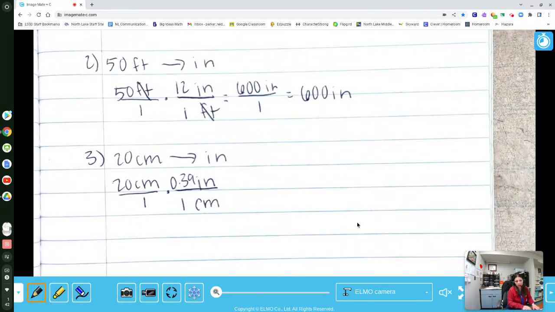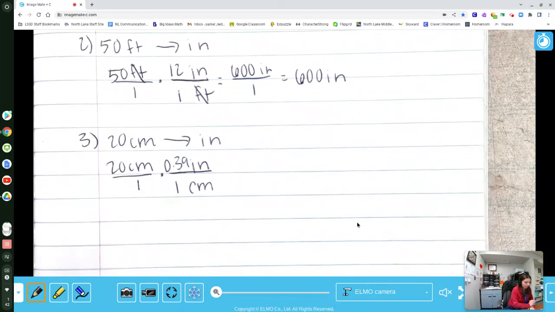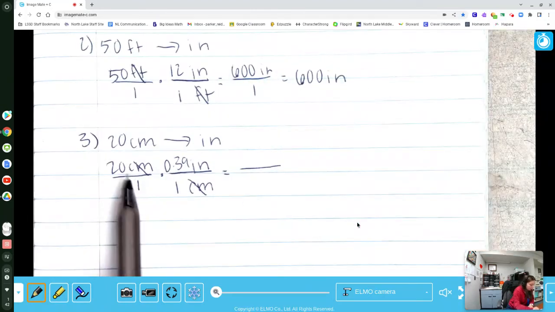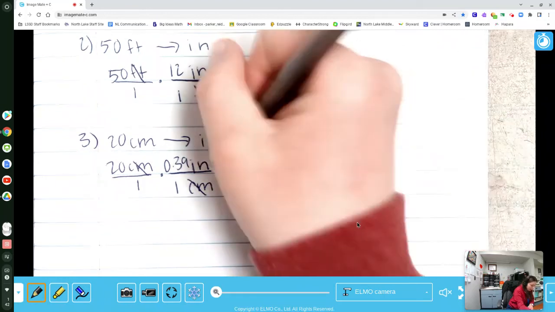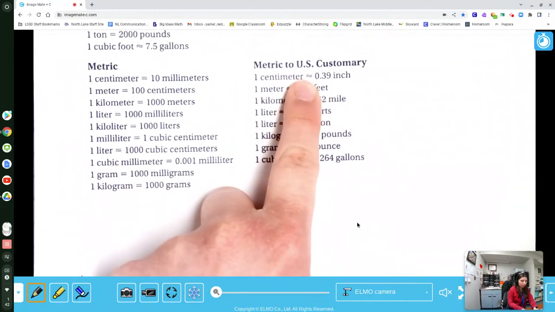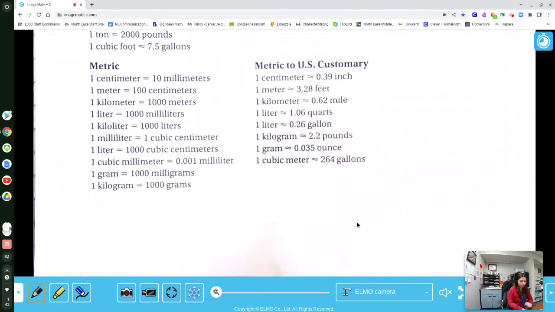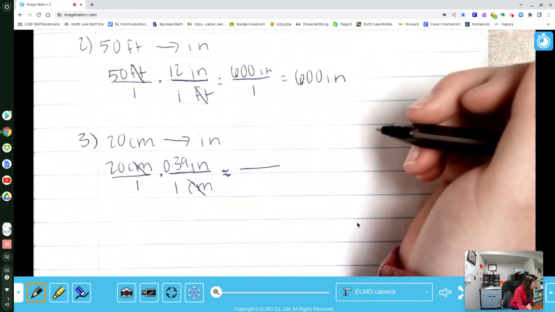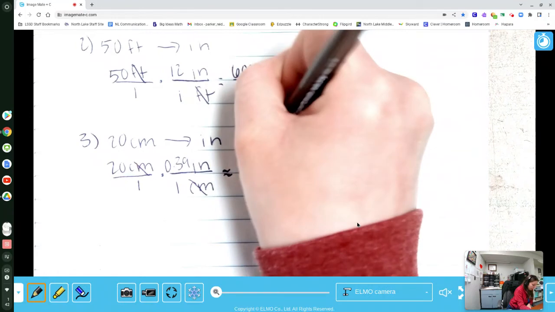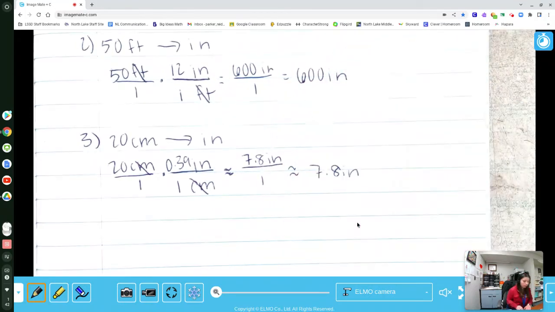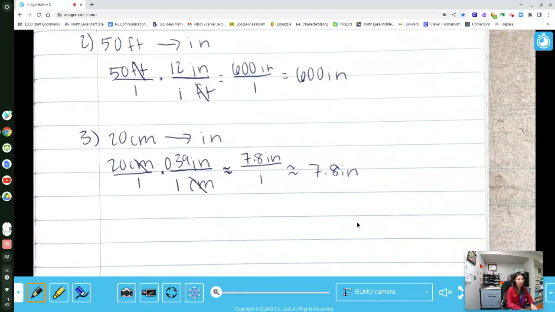Again, it doesn't really matter. You'll get the same answer either way, but I prefer to just have everything equal 1 on the bottom, make it easy. Cross cancel centimeters with centimeters. Multiply straight across. You can use your calculator. 20 times 0.39. And I'm actually going to use my little squiggly equal sign. Since we had one of those here, this is telling us this is like an estimate. It's approximate. It's not exact, which means our answer is going to be approximate. So 20 times 0.39 is approximately 7.8 inches over 1, which is about 7.8 inches. So in 20 centimeters, there are about 7.8 inches.